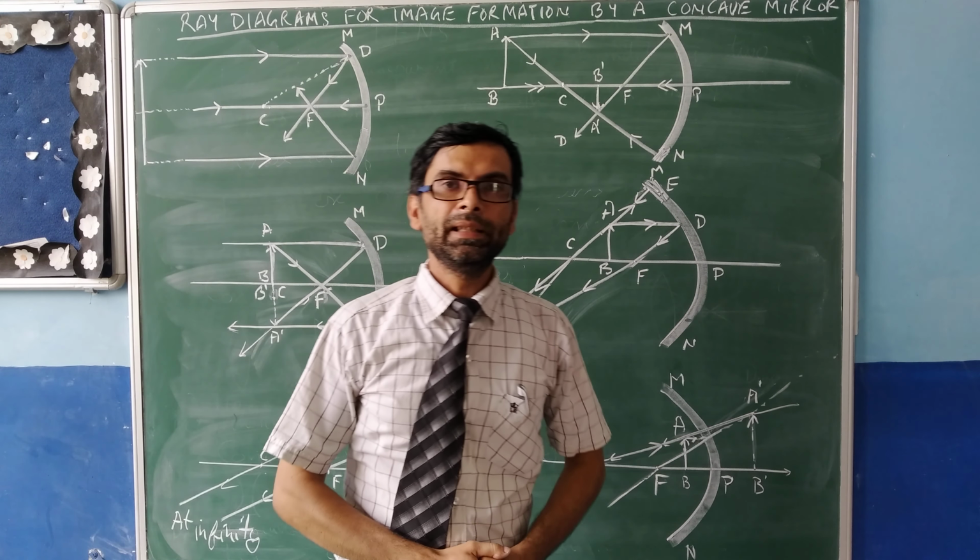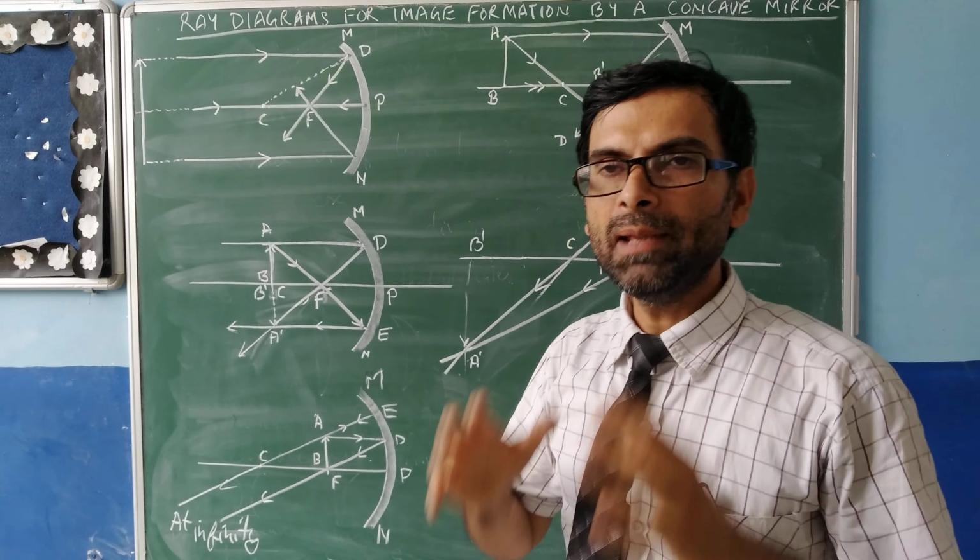Hello students, in the last lecture we studied the types of rays that we use to draw ray diagrams, to determine the position of the image by concave mirror and convex mirror. There were four types of rays that were discussed earlier. I will mention those again while drawing ray diagrams for concave mirror images.